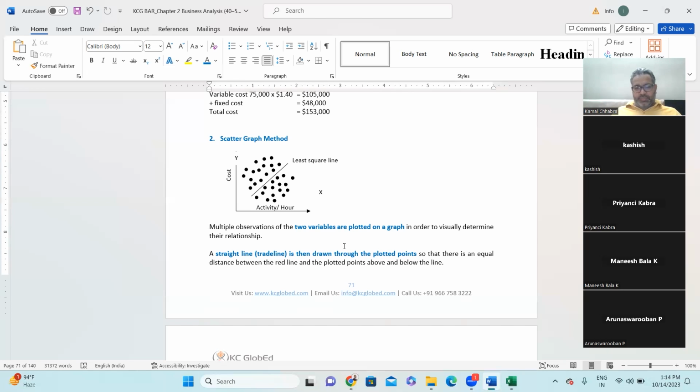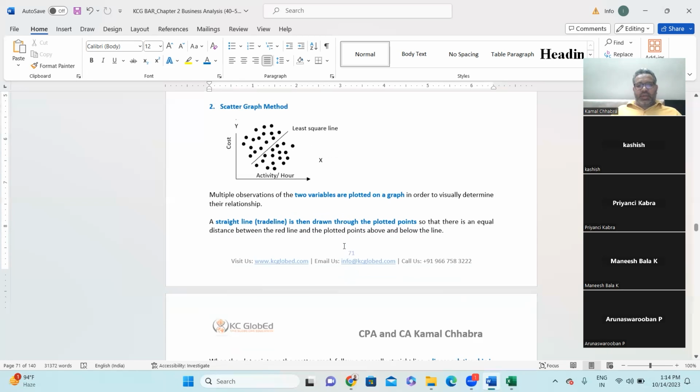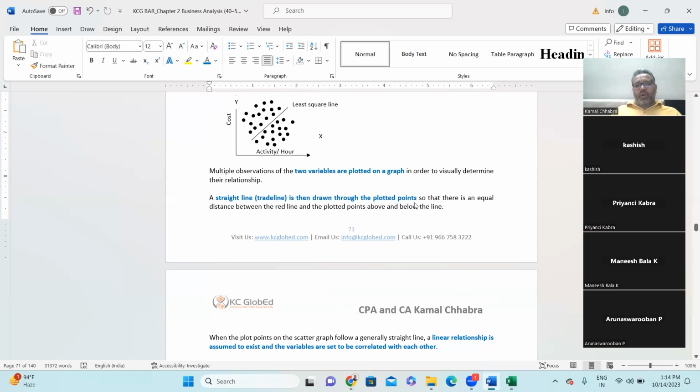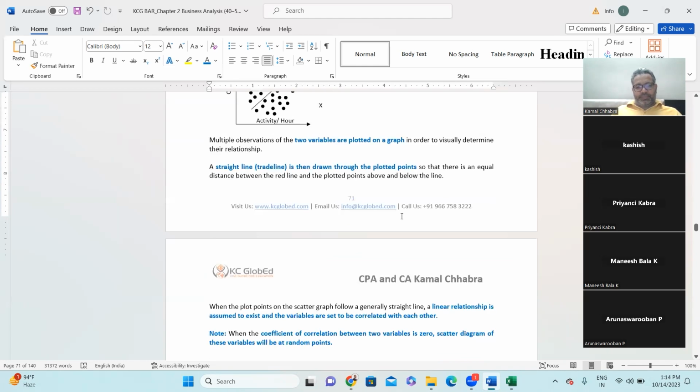Multiple observations of two variables are plotted on a graph in order to visually determine their relationship. A straight line is then drawn through the plotted points so that there is an equal distance between the line and the plotted points above and below the line.